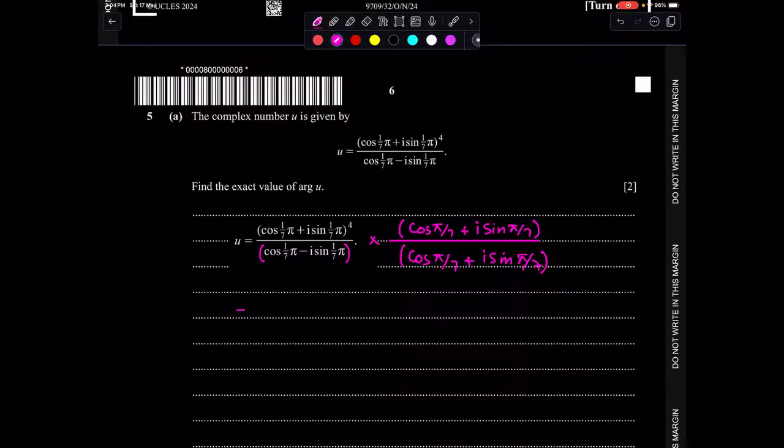Now multiply both numerator and denominator very carefully. See, these two are same. This has power 4 and this has power 1. So this will become power 5 altogether. So cos pi by 7 plus i sin pi by 7 whole power 5. In denominator, we will get a square minus b square.